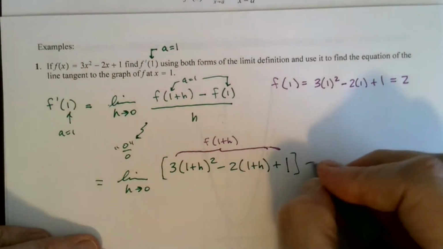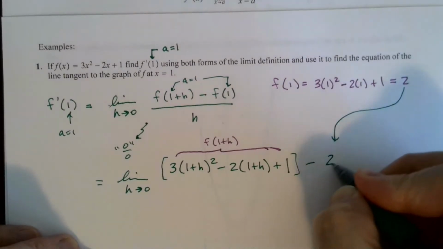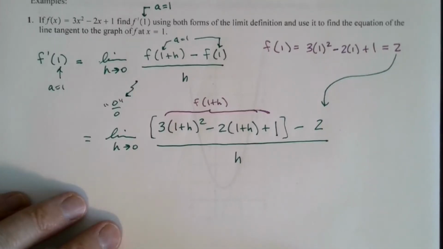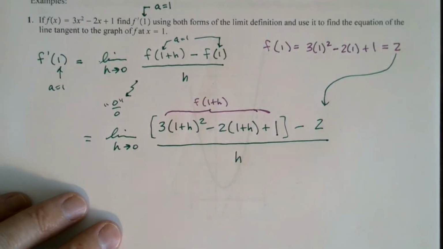And minus what? f of 1. But I found f of 1 to be what? 2. All divided by h. And so again, if I plug in h equals 0, you're going to get 0 over 0. Still indeterminate form. So we've got to do some work.